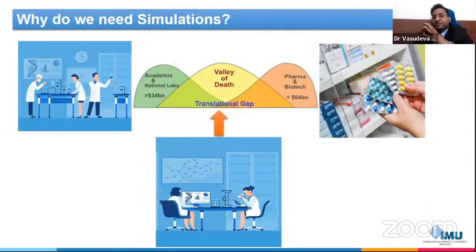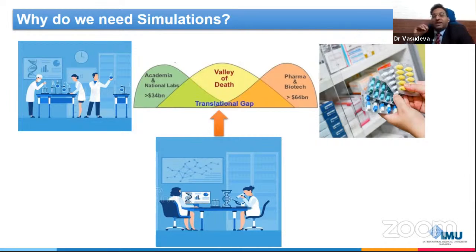So why do we need simulations first of all? As we discussed a few minutes ago, we need some complementary strategies which can reduce the gap, because the translational gap from one phase to another phase is very high. The rate of success is very, very low when compared to the rate of failure. So how are you going to achieve more success, or balance the gap? We may need some complementary strategies.